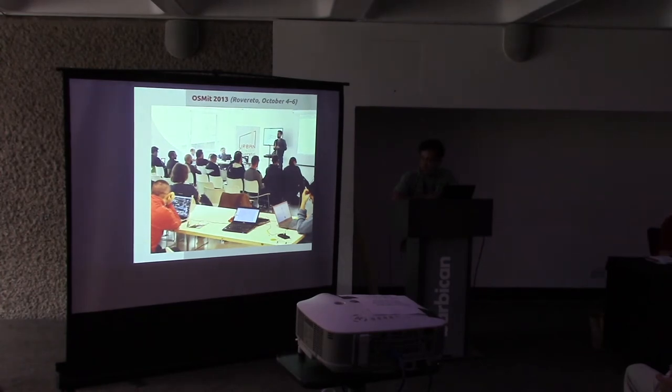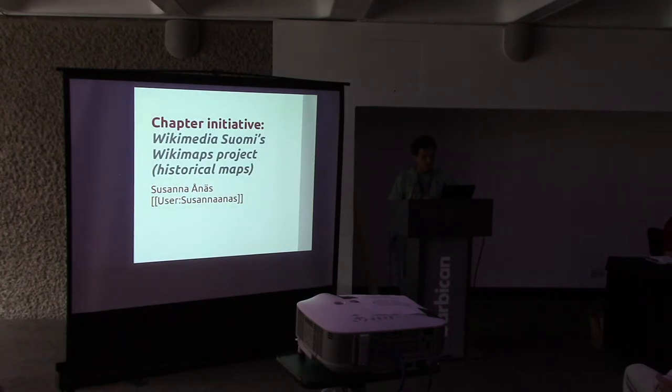What we did was, last year, for the first time, Wikimedia Italia organized the OSM 19 conference, which is the annual OpenStreetMap Italy conference. So they did that last October in Rovereto. Then there's also Wikimedia Finland.